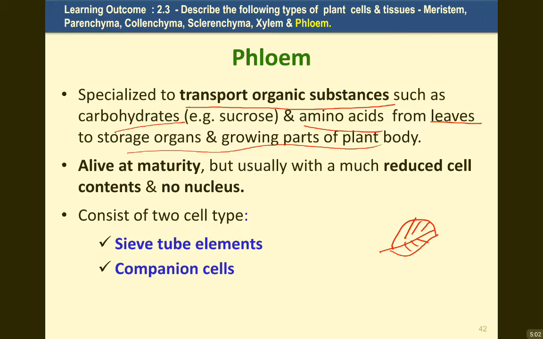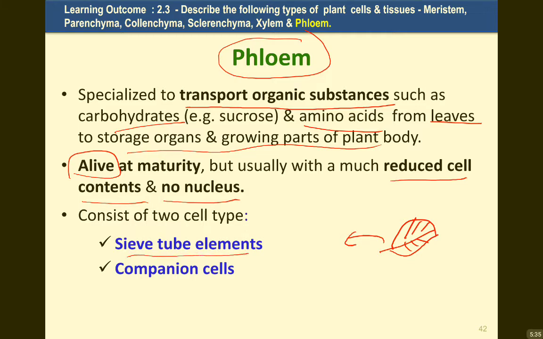So after they manufacture the sucrose, or the food, there, they will transport it to the other parts of the plants through phloem. Okay, so just now our xylem is dead tissue, but phloem is living tissue. Okay, it's alive at maturity, but they have reduced cell contents and no nucleus, right? So the two types of phloem cells are sieve tube elements and also companion cells.